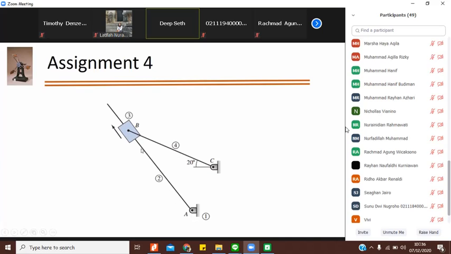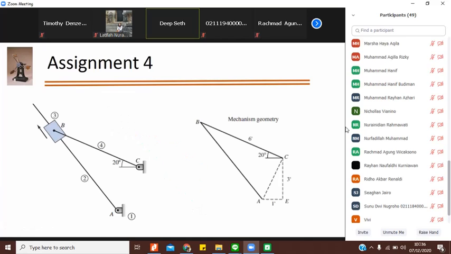The input you are actually giving from here is to move this slider B up and down, right? So simple. You can use mechanism geometry, because we don't know everything. We know that this part is 1, this part is 3, this part is 6. And to solve it even with the vector loop, first you have to find AB. This angle 20 you already know, so the total angle will be 110.